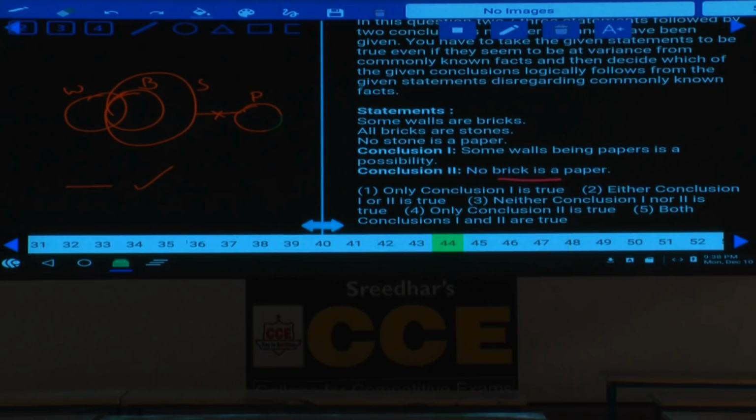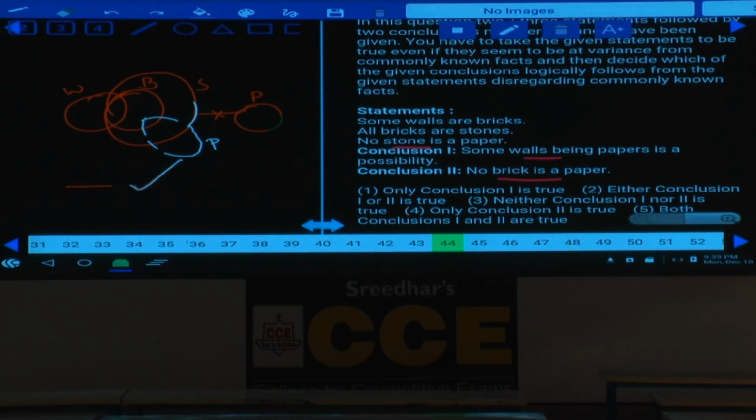To make this one false, now I need to prove some of the bricks are papers. Now tell me whether it is possible to write paper and brick like this? Is it possible? If you draw like this, then what happens here? No stone is a paper will become false. Statement invalid. Statement invalid means alternate diagram cannot be drawn. Alternate diagram cannot be drawn, this will be true forever. Clear? It cannot be false at least once. As it cannot be false at least once, it must be true forever.